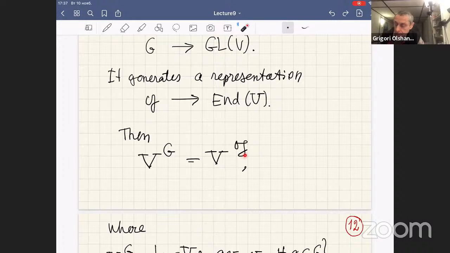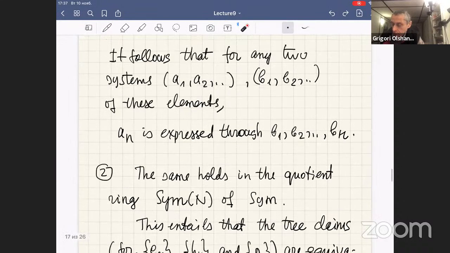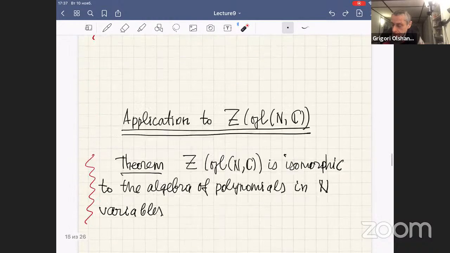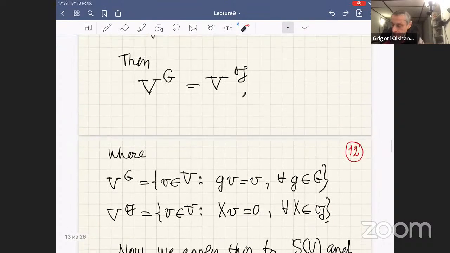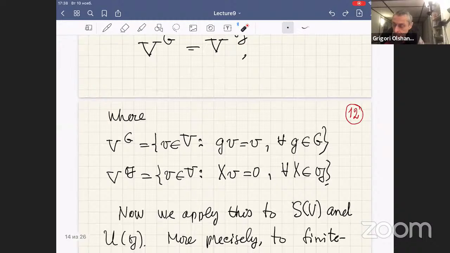But what are invariants? The invariants of the group, it's easy to understand. This is obvious. The vectors which are fixed by all elements of the group. But for the Lie algebra, the same condition means that these are vectors which are killed by arbitrary elements of the Lie algebra.